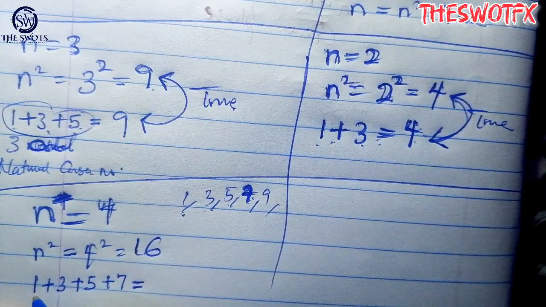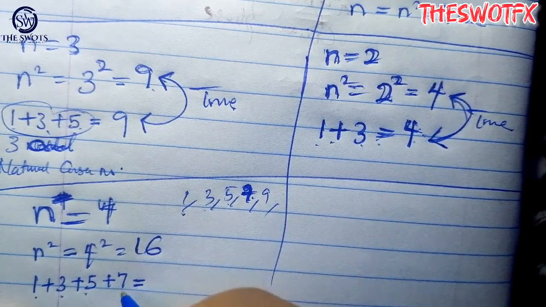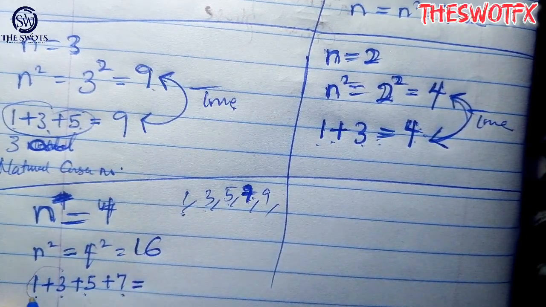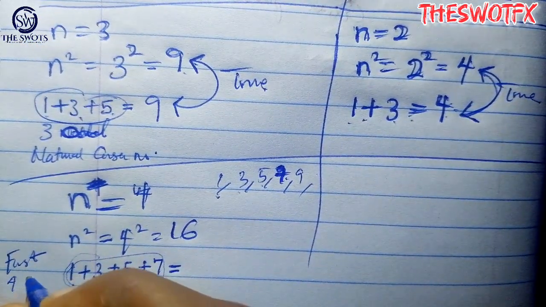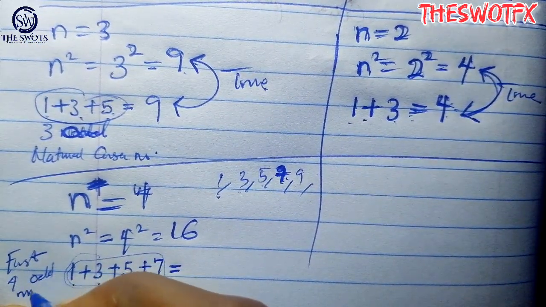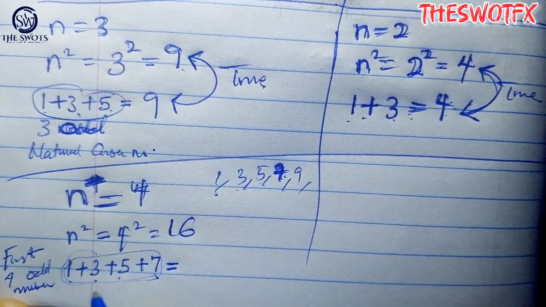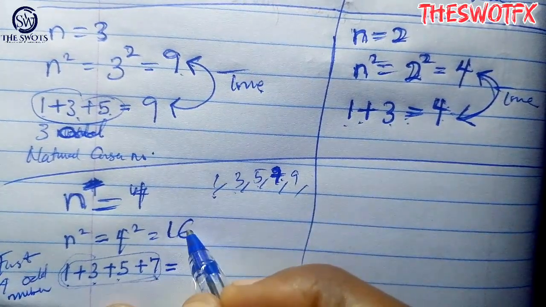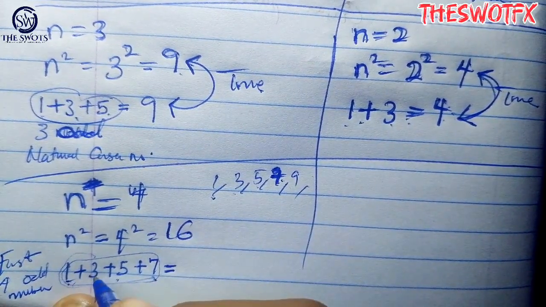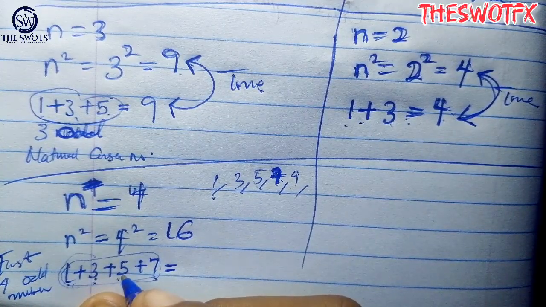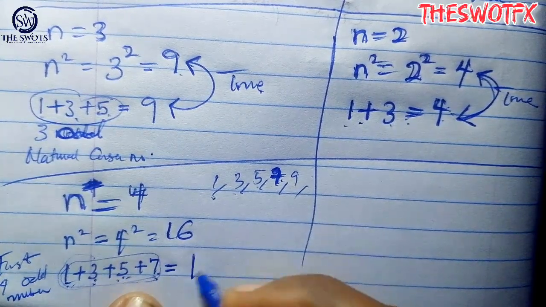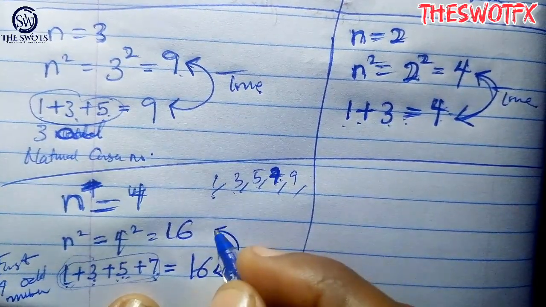This is 1, this is 2, this is 3, this is 4. So by the time we add the sum of the first 4 odd numbers, by the time we add all of them together, will they give us 16? So let's take a look at it. 1 plus 3 is what? 4. 4 plus 5 is what? 9. 9 plus 7 is what? 16. So definitely this is also true.